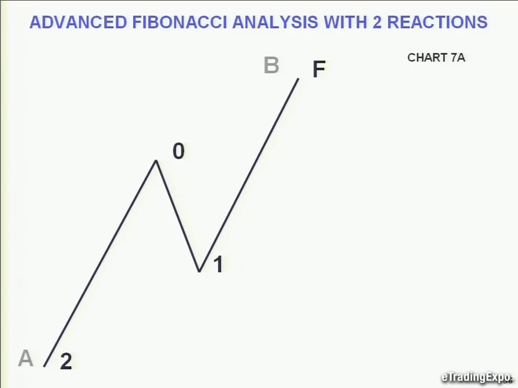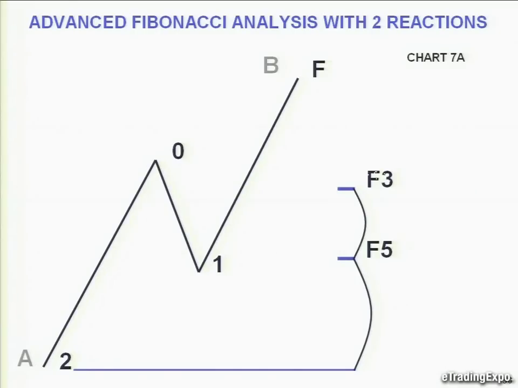The next slide shows a move from A up here to 0, back to 0.1, and up to what we call the focus number. You can get two Fibonacci ratios between A and F, and you can get two Fibonacci ratios between 1 and F. When you get a 0.382 and 0.618 ratio in close proximity, this is called a confluence level.